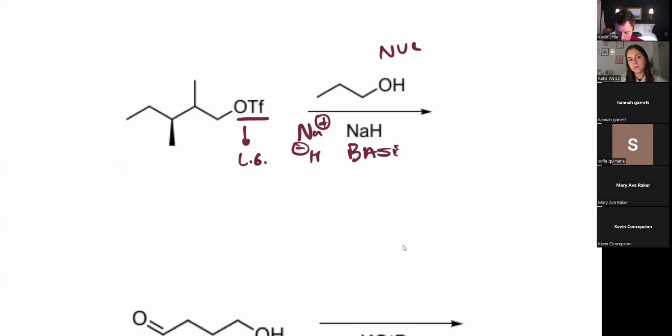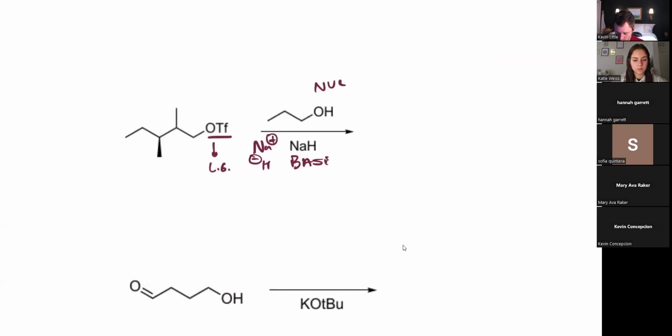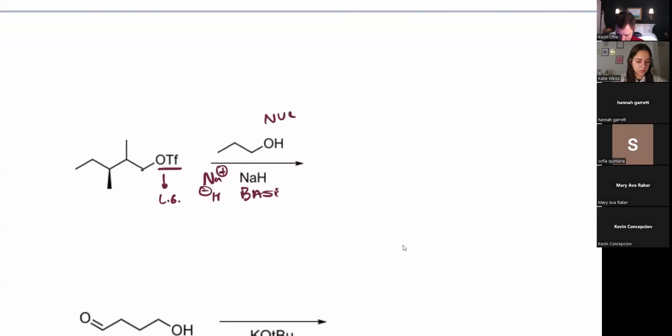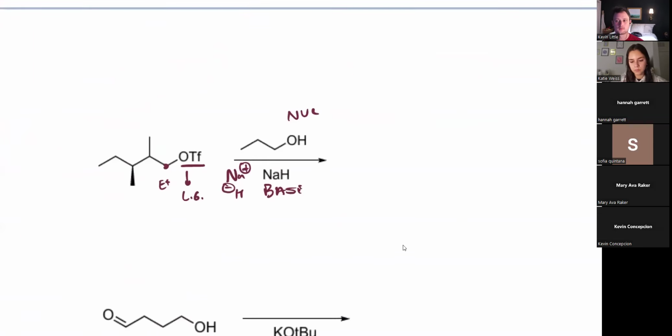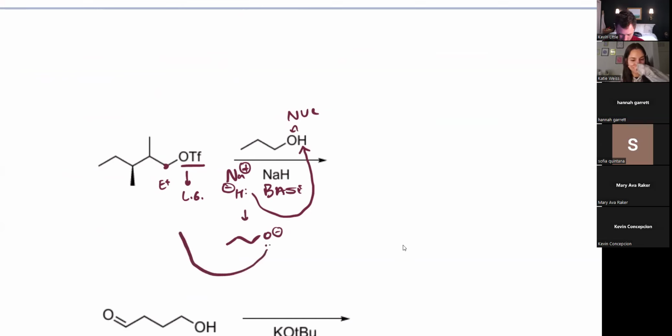So what do I do when I have a nucleophile and an electrophile? Sorry, this is my electrophile. So step one, base deprotonates nucleophile. So I'm going to take the electrons from my base. I'm going to take the hydrogen from the nucleophile. That ends up here. Step two is nucleophile attacks electrophilic carbon and kicks off the leaving group, and I end up here.